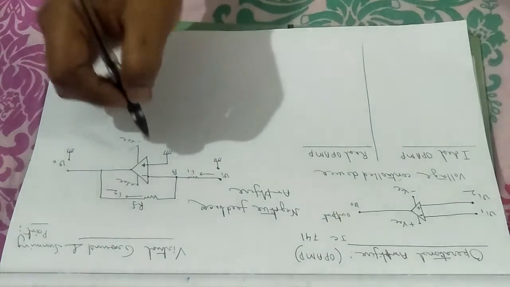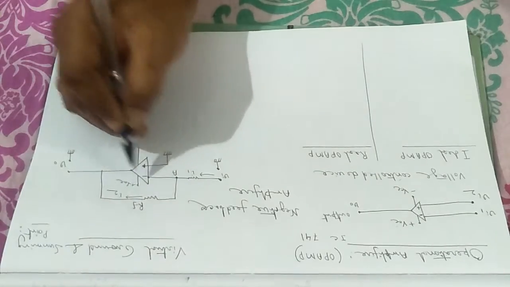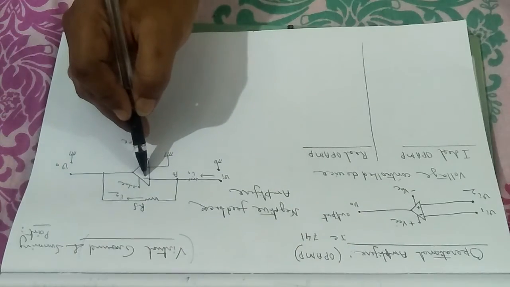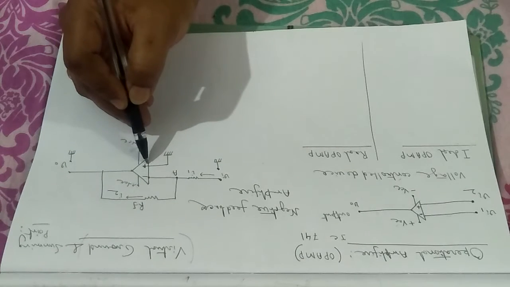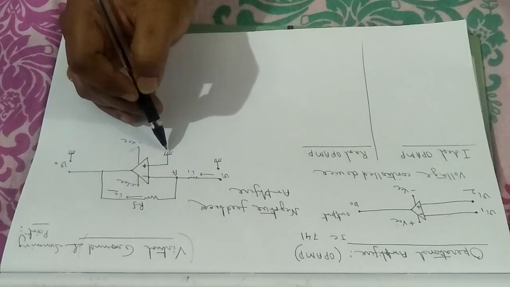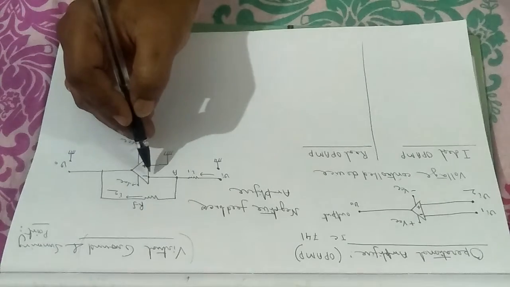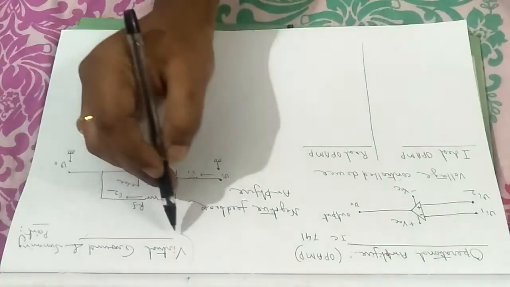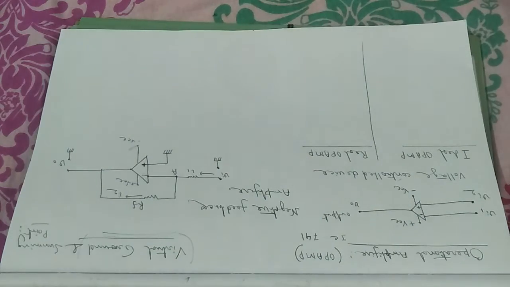Because of these characteristics, this particular configuration is called virtual ground, because this point is not really grounded. Which point is grounded? The non-inverting terminal is grounded, but because of the configuration or characteristics of the op-amp, it will appear that this point, point A, is grounded. That is why this is called virtual ground. There is no real ground connection there. Despite that, it appears to be grounded.